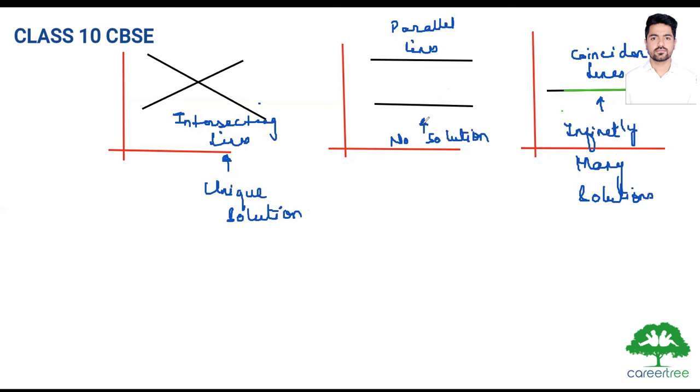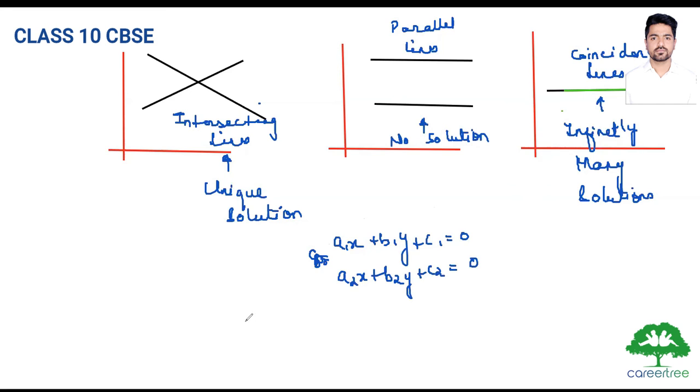One is intersecting lines. There are different ways of solving linear equations in two variables. One way is graphical. Ultimately, two linear equations are given to us, and we have to find the solution of them. Now they can have no solution, or a unique solution, or infinitely many solutions. But the ultimate aim is to find the solution.